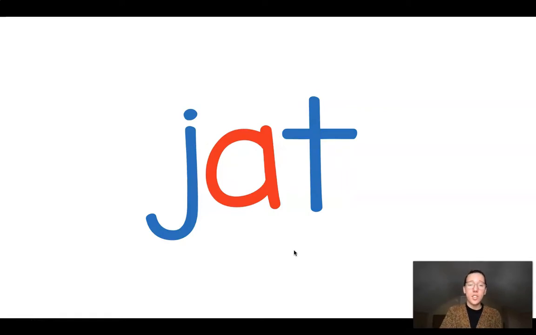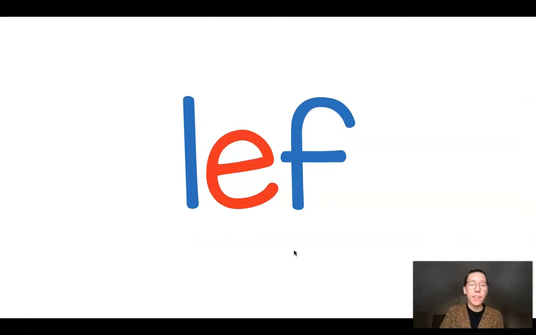These are the letters J, A, T. If I was going to sound out this word, I would say J, A, T. Let's do that together. J, A, T. What word did I make? Jat. Very good. J, A, T, jat. We can hear the sounds and put them together even if the word we're making doesn't make sense. Let's do a couple more examples.